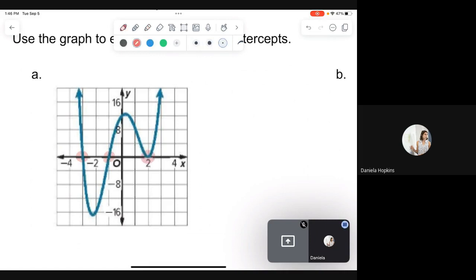So x-intercept, I'm just going to go from left to right. I have -3, 0. I have -1, 0. And I have 2, 0. Oops.